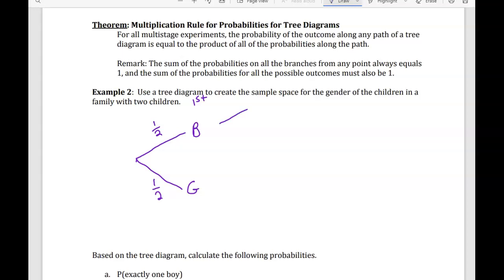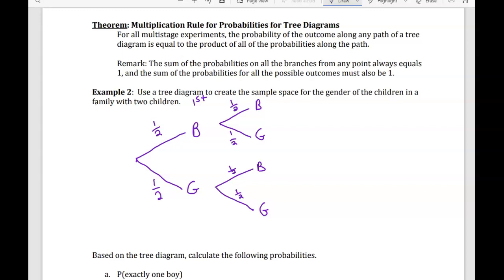Now on the second child, we can get a boy or a girl, and we can get a boy or a girl. Again, theoretically, the probability is going to be 1/2 on each of these branches. Notice that these 2 branches start from the same point, and we have 1/2 plus 1/2, that gives us 1. These 2 start from the same point, adding up to 1, and these 2 start from the same point, adding up to 1.